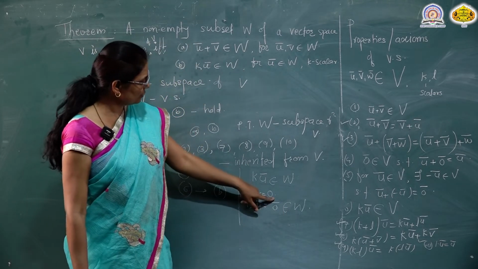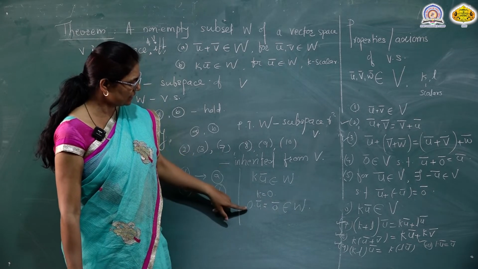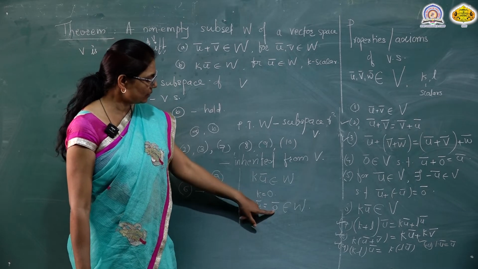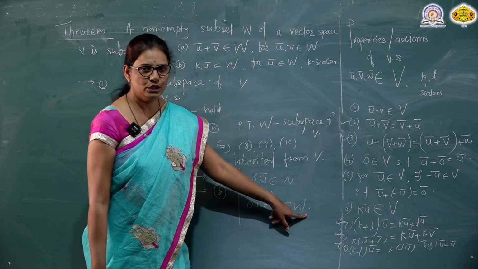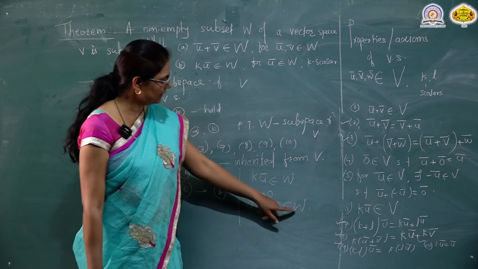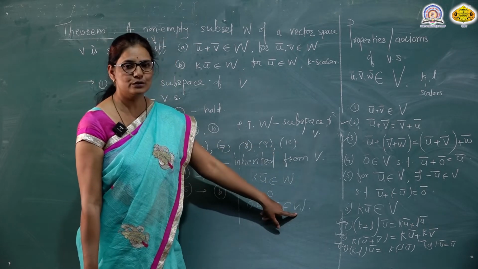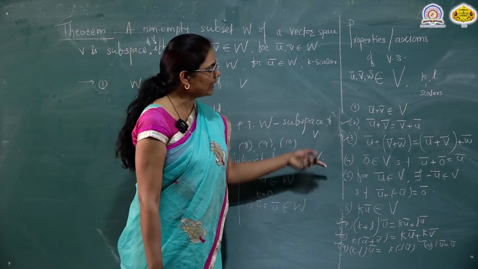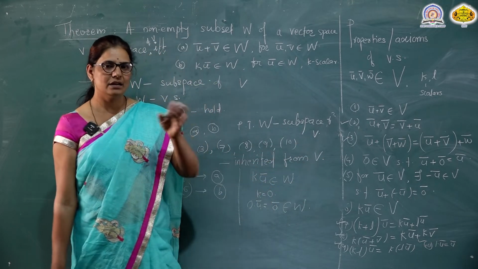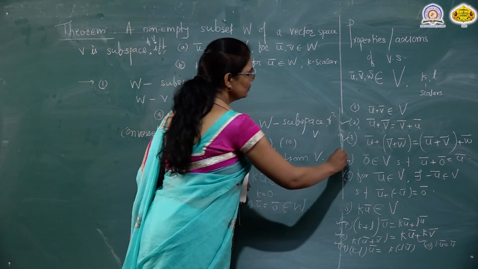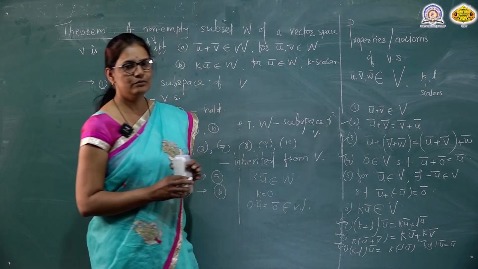We put K equal to 0, so this scalar multiplication becomes 0 into U bar, which is 0 bar, belongs to W. That is, there exists a 0 element in W also, or the 0 element also belongs to W, and we know that if there is a 0 element in W and we add it to any other element, the answer is the same element. So this property is also true, existence of 0 element for W.